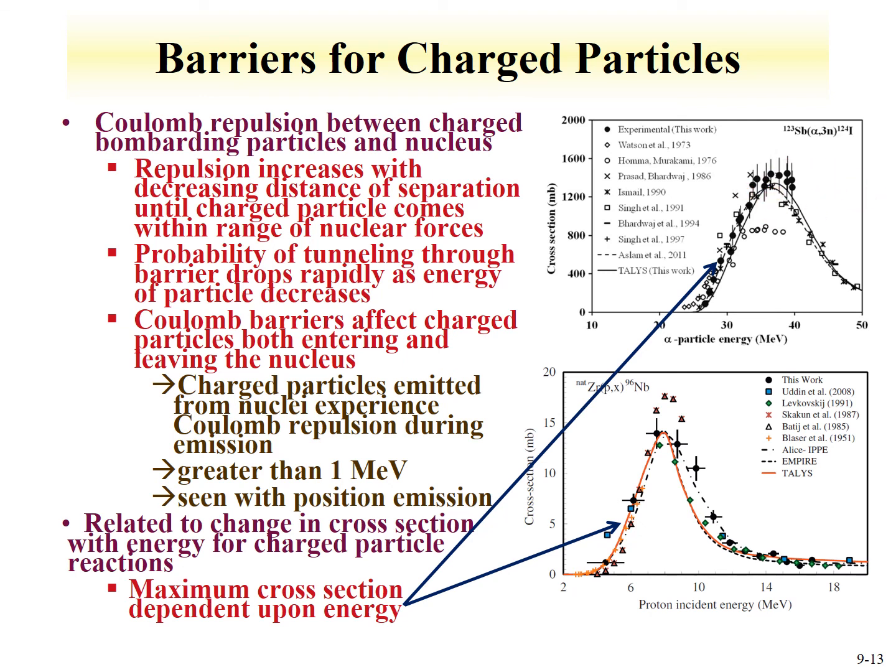So in the case of this reaction here, the antimony with an alpha particle, 3N out, making iodine-124, an energy of around 35 MeV is a maximum, whereas this reaction where we have a proton on natural zirconium making niobium-96, the maximum energy for this reaction at the highest cross-section, which is only around, let's say, between 15 and 20 millibarns, is at 8 MeV.